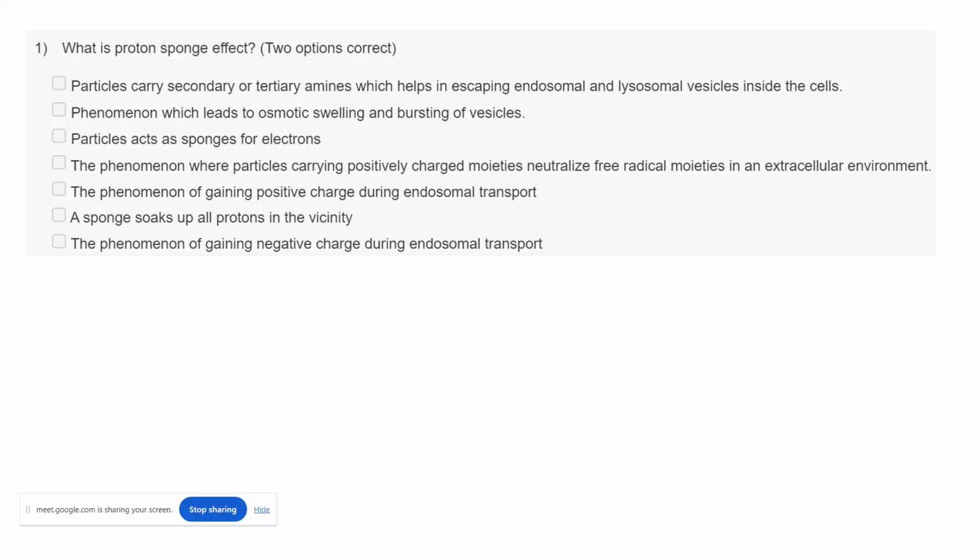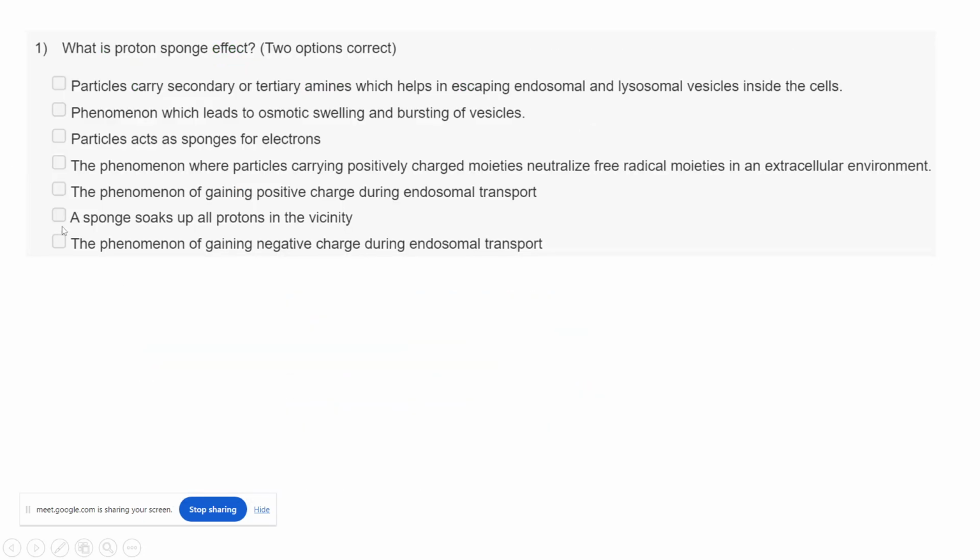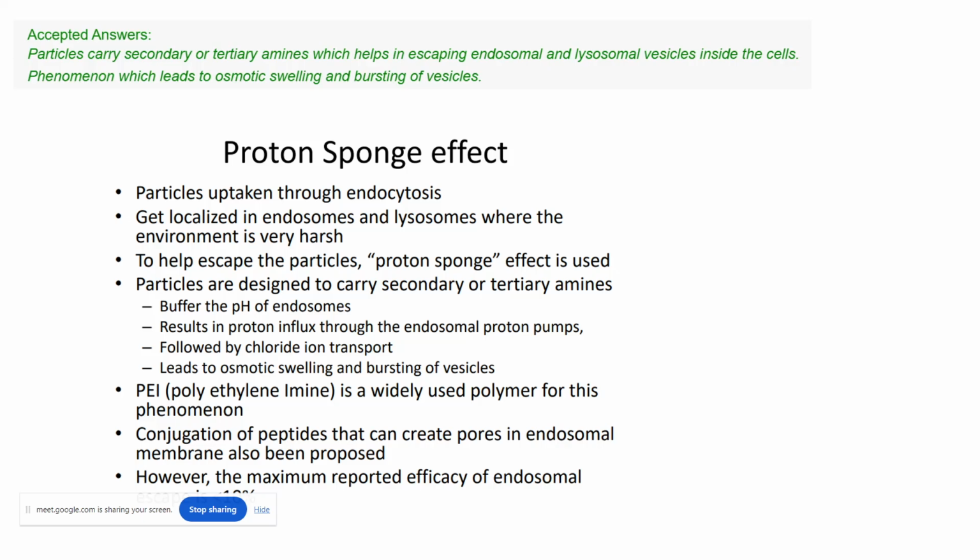Okay, let's look at the answer. So the correct answer would be 1: particles carry secondary or tertiary amines which help in escaping endosomal and lysosomal vesicles inside the cells. The second is the phenomenon which leads to osmotic swelling and bursting of vesicles. The fifth option talks about gaining positive charge during endosomal transport. This is not related to endosomal transport. Basically, it's escaping out of that, and it already has positive charge due to the amines.